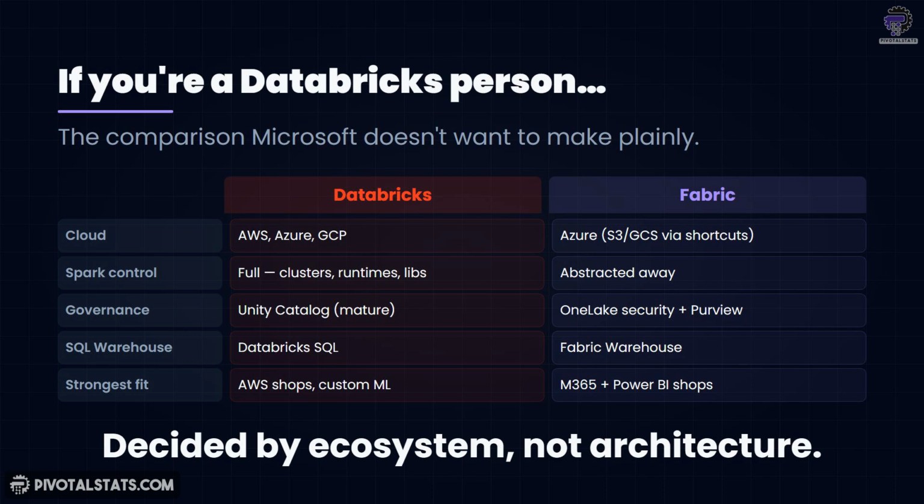Most of Fabric is rebranded existing technology. The Spark engine is Synapse Spark. The warehouse engine is the SQL DW Polaris work that has been in development for years. Power BI is Power BI. Data Factory is Data Factory. Real-time intelligence is Azure Data Explorer. Same KQL, same engine with a new wrapper. Even OneLake is ADLS Gen 2 with management abstractions on top.